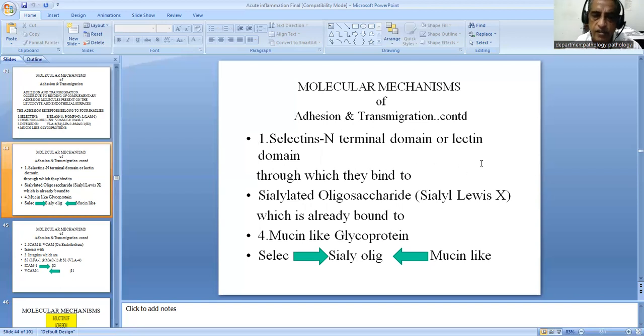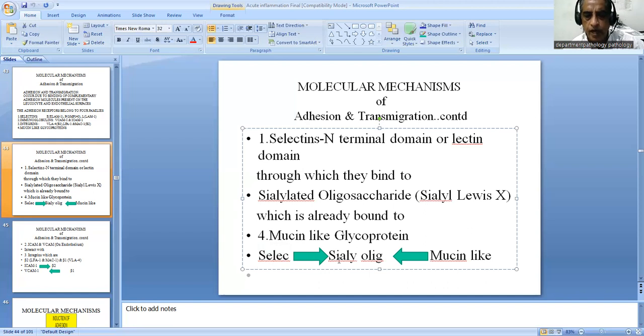Now the selectins have an N-terminal domain, or the lectin domain. This N-terminal domain or lectin domain binds to a sialylated oligosaccharide like sialyl Lewis X, for example. This sialyl oligosaccharide is already bound to the mucin-like glycoprotein. So something like this: the selectin, through its N-terminal domain, binds to the sialylated oligosaccharide, which is already bound to the mucin-like glycoprotein. It is through this that these complementary molecules bind to each other and cause the sticking of the leukocyte to the endothelial surface.